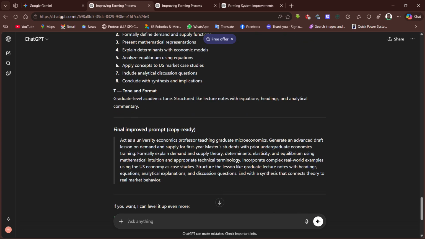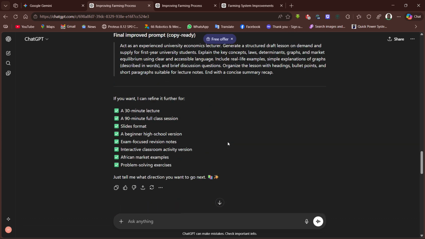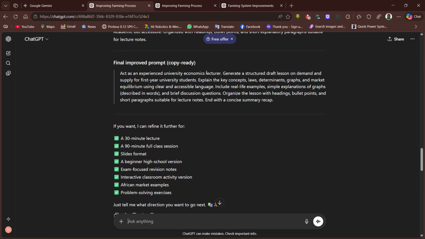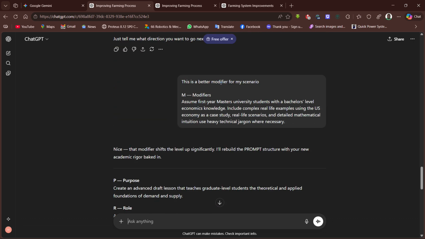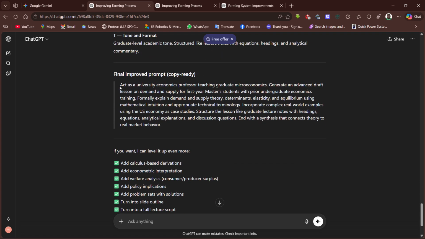Basically it maintains the same thing. Let's see, it acts as a university economics professor teaching graduate microeconomics. It has changed the persona also. Before, the persona was act as an experienced university economics lecturer. But you will see that because our modifier has changed, the persona has also changed. It was first a lecturer, now we are seeing professor. Act as a university economics professor teaching graduate microeconomics. Generate an advanced draft lesson on demand and supply for first-year master's students with prior undergraduate economics training.